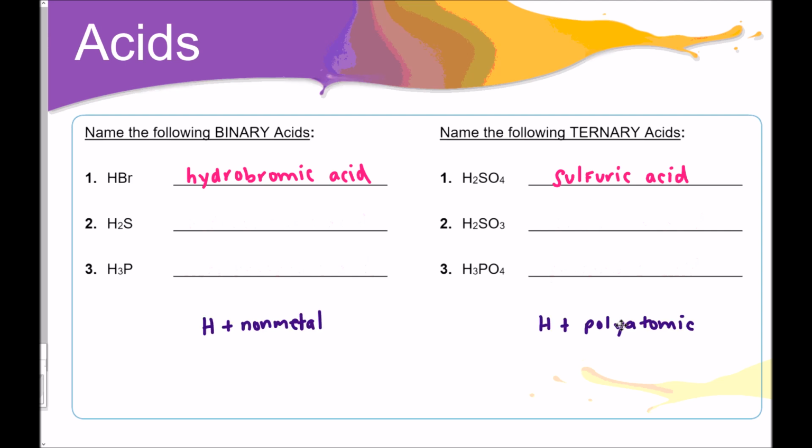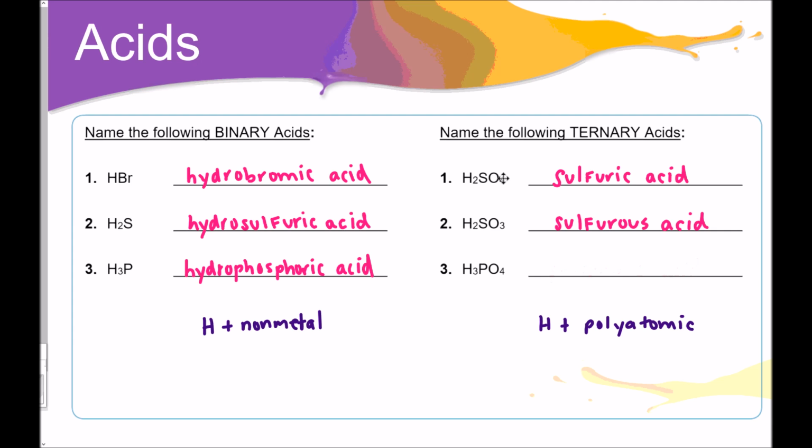Okay, number 2, H2S. Well, S is not a polyatomic ion. This is binary, so hydrosulfuric. H3P, hydrophosphoric acid. So notice the anions are on the front of the periodic table, so they are hydro acids. On the right, we've got ternary because we've got these polyatomic ions. So sulfate turns into ic, sulfuric acid. This one's sulfite. The bite was poisonous, so it's sulfurous acid. So sulfurous, sulfuric, the only difference is one oxygen.